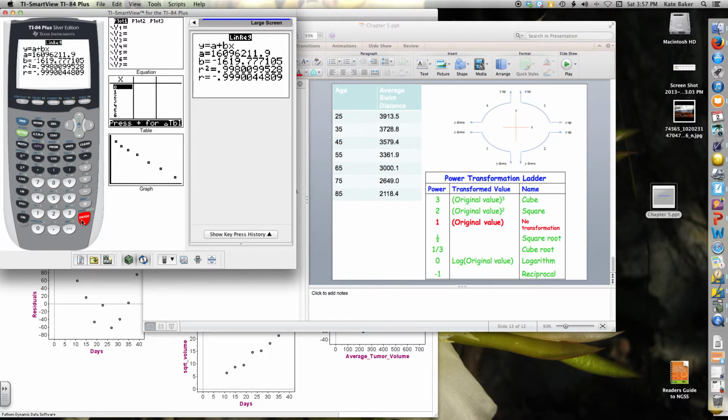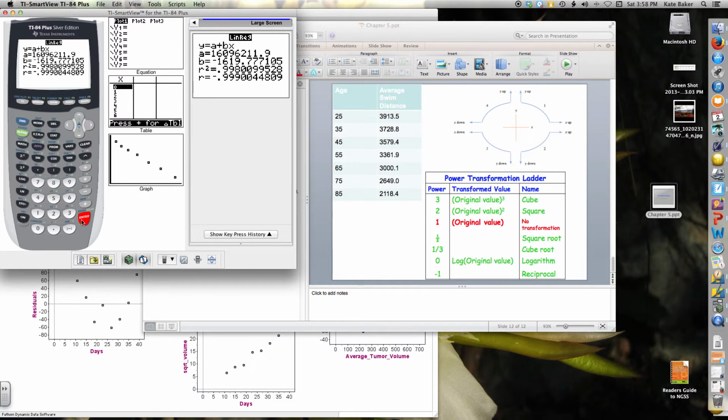And this says that my new equation would be, if I had y equals a plus bx, I would have y hat, and I remember I squared my swim time, so it would be y hat squared equals 160,96211.9 plus my b is, it actually would be minus because my b is a negative number, minus 1,619.278 times x, or age squared.